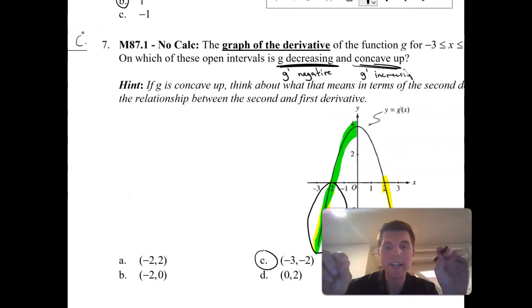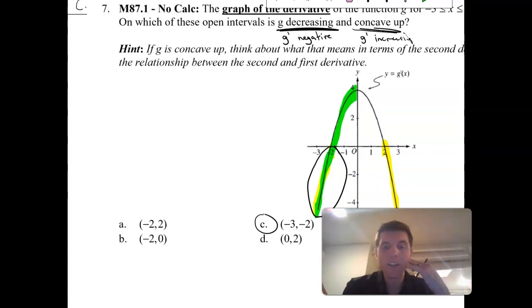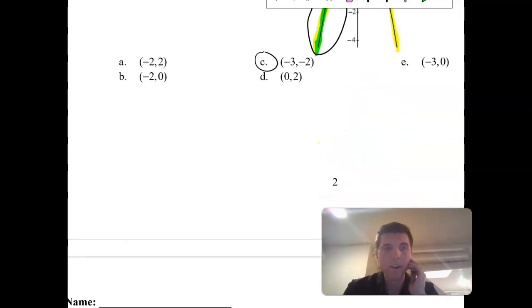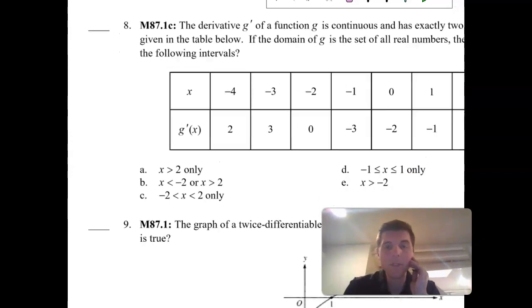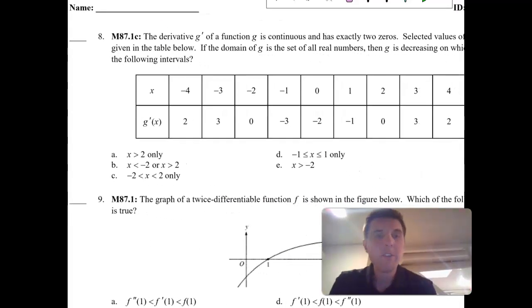This question is tricky. You just got to take it one piece at a time. You could have sketched the second derivative too. That would have given you the right answer. I'm fine with either. But it's definitely all about, like, how can you take each piece and put it all together. Number 8. This was a really commonly missed question. I gave you the derivative.